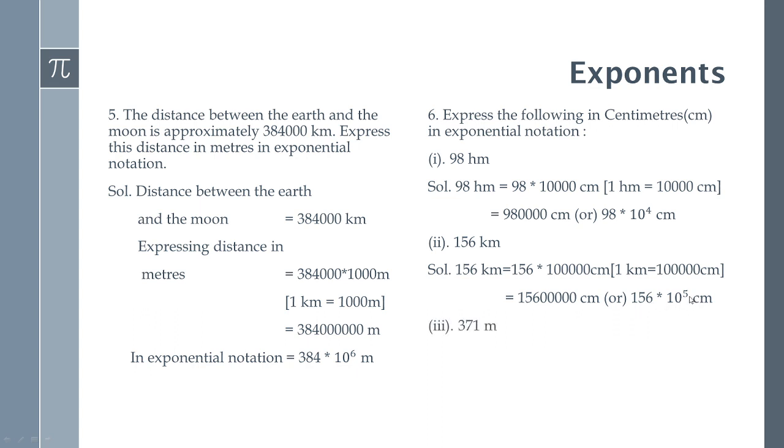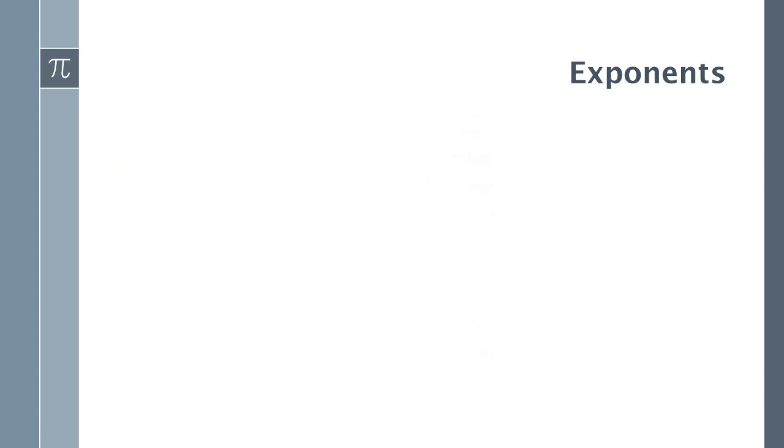Now coming to the next, 371 meters. This can be written as 371 meters, where 1 meter is equal to 100 centimeters. So 371 into 100 centimeters. That can be written as 37,100 centimeters. That can be written as 371 into 10 to the power of 2 centimeters.